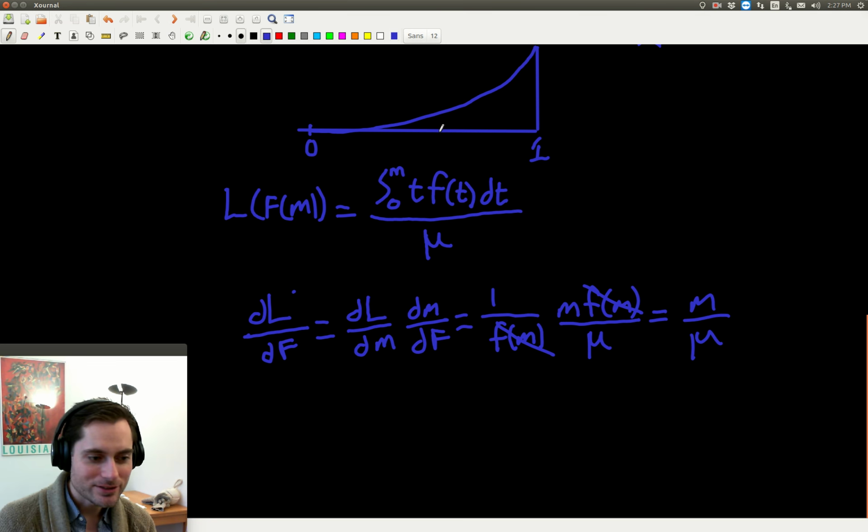So that's all I have to say about the Lorenz curve and the Gini coefficient. I'll just leave it there.